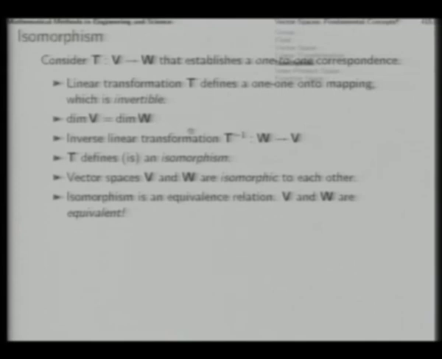In this kind of situation, we say that T defines an isomorphism, equally organized, similarly organized. That means that V and W are two vector spaces which are similarly organized. T defines an isomorphism, and you say V and W are two vector spaces which are isomorphic to each other. And from the definition of equivalence relation, you can show that isomorphism turns out to be an equivalence relation, and therefore we can call V and W equivalent to each other.